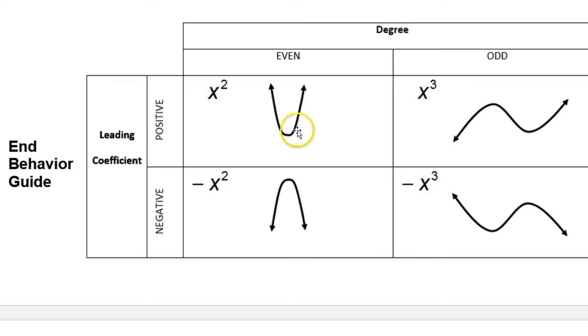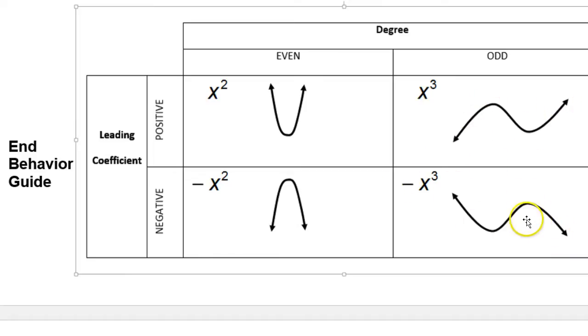So it turns out that if the degree is even, that's when both arms point the same way, like this and this. This is the positive version, this is the negative version. If the degree is odd, that's when you have one arm down and one arm up. The positive version looks sort of like a capital letter N. The negative version is backwards.